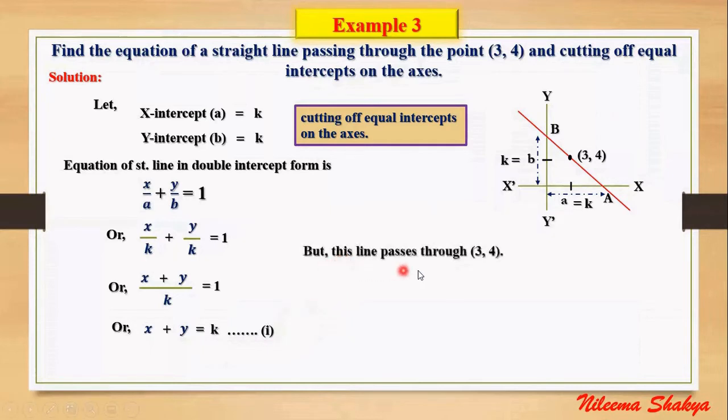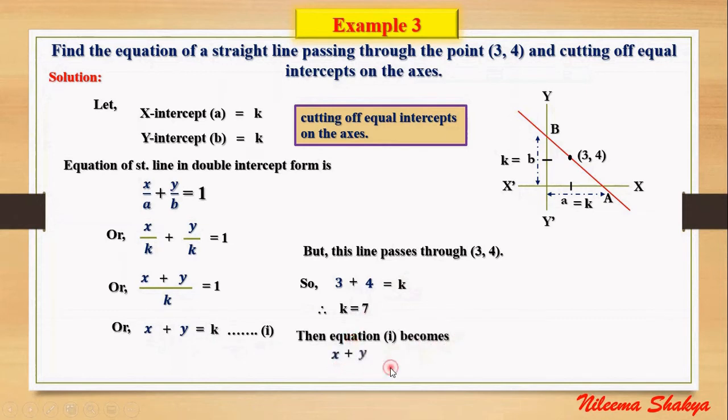The question says the line passes through the point (3, 4). So we put x equals 3 and y equals 4 in this line. So we have 3 plus 4 on the left hand side, and on the right hand side we have k, so we have the value of k equals 7. Finally, let's substitute this value of k, 7, in equation number 1. So it becomes x plus y equals 7, which is the required equation of the straight line.